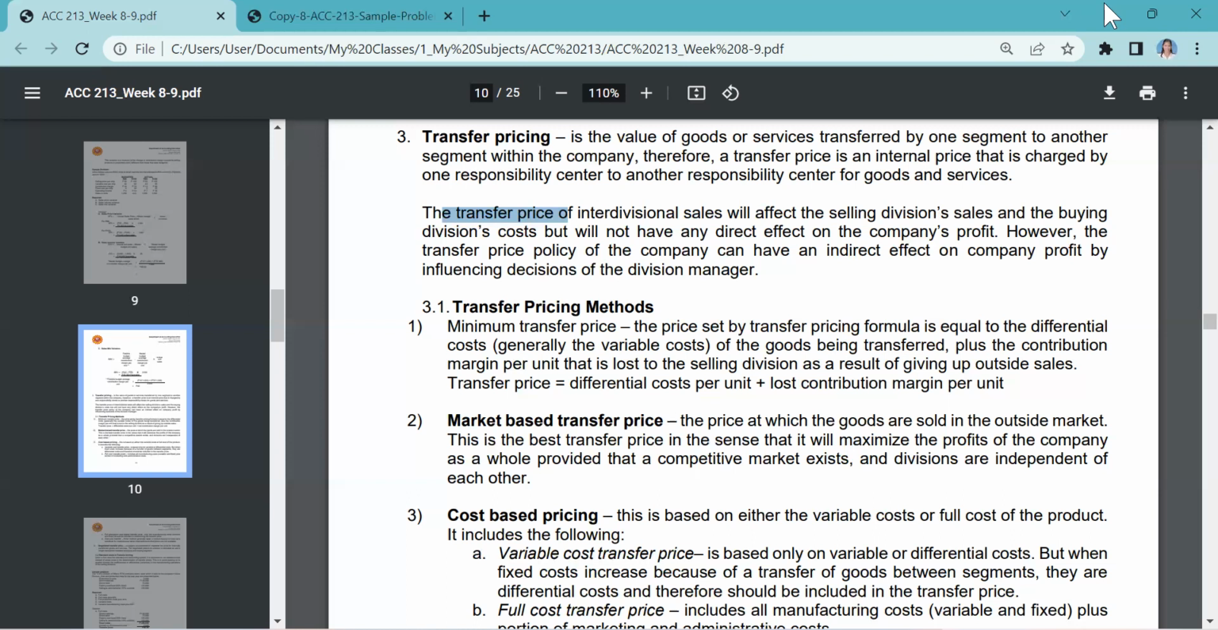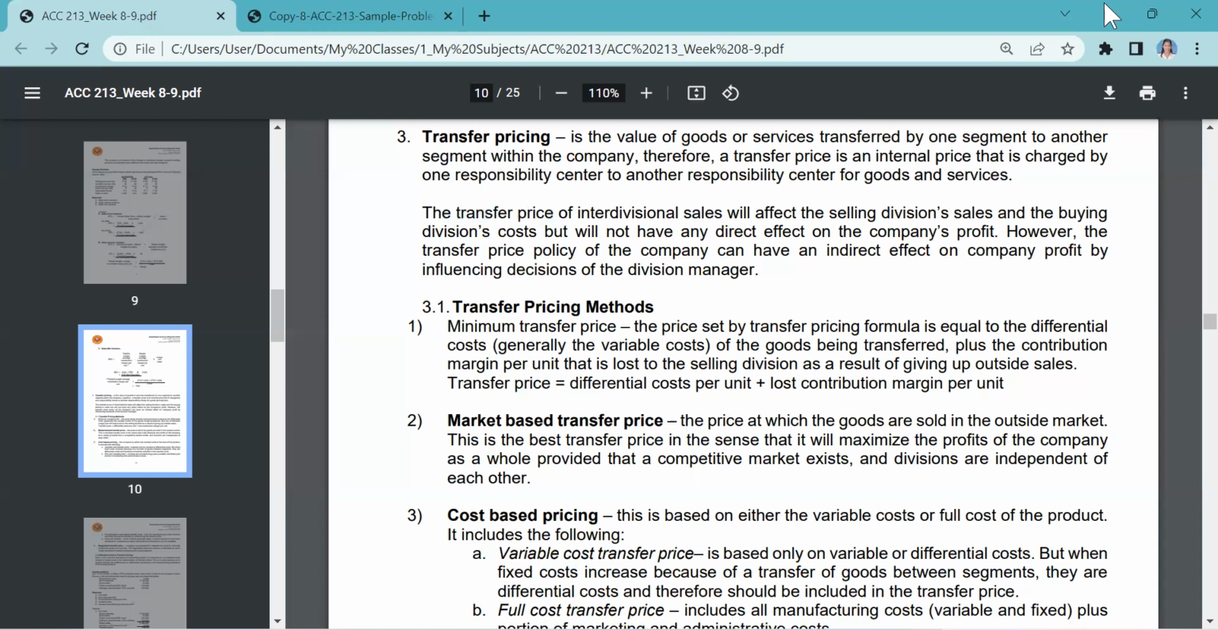Whereas for the purchasing division, the transfer price matters because it could affect the cost that you will be incurring. But the overall company profit will not be affected, because if one department benefits, the other department will not benefit from that. So someone will sacrifice, but the company as a whole, generally, will not be affected in its overall profit.